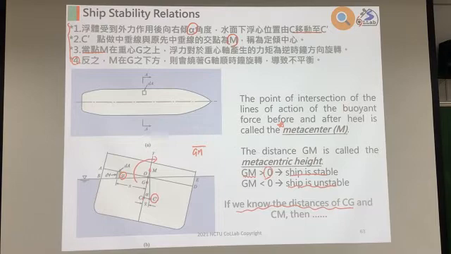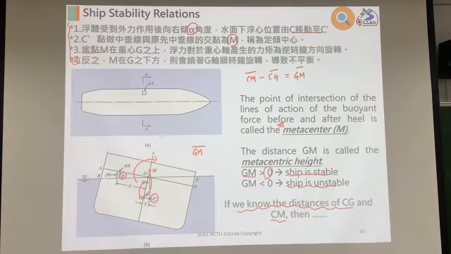But usually it is very difficult to directly compute the GM distance. So right now we have the idea. If we know the CG distance, which is in here, and if we know the CM distance, which is in here, then the CM distance minus the CG distance should be equal to the GM, right?